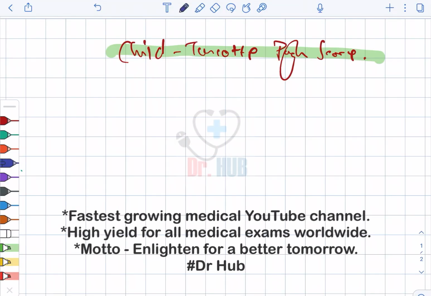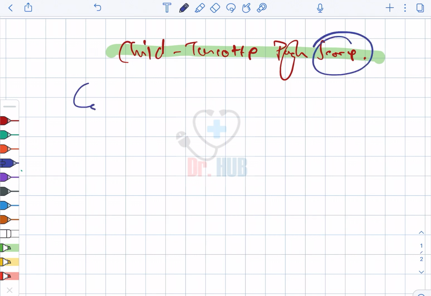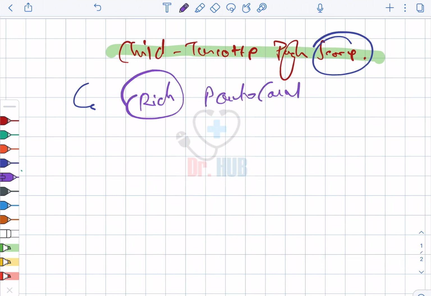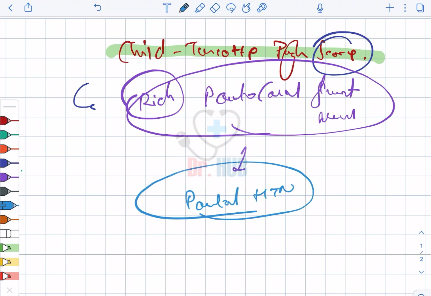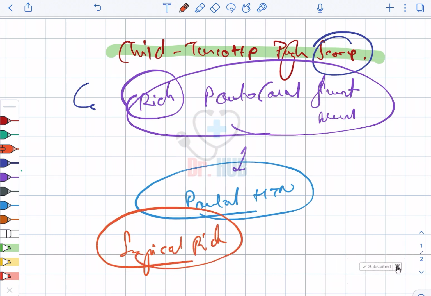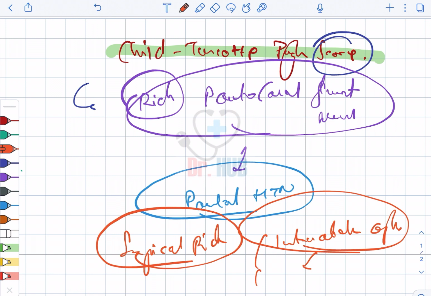Today we are looking at the Child-Turcotte-Pugh score. It was developed to evaluate the risk of portocaval shunt procedures performed for portal hypertension. It is useful in predicting surgical risk, so we are able to get information about the surgical risk of other intra-abdominal operations performed in cirrhotic patients.